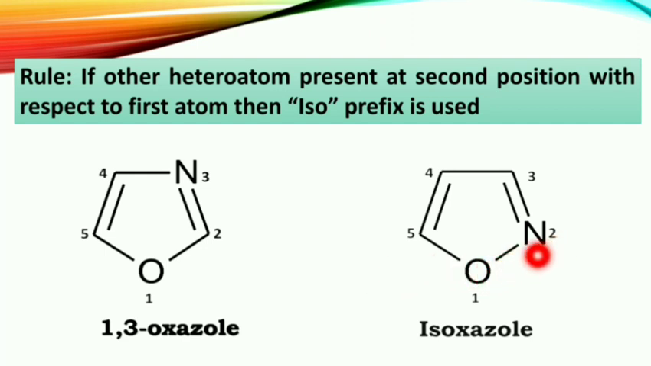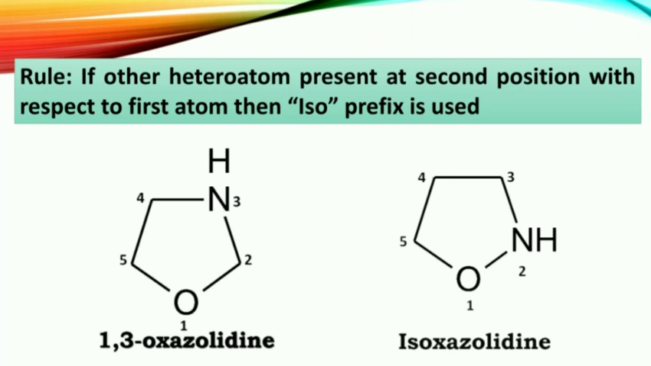You have the nitrogen on the second position, so if you number from the oxygen you can identify the second position. On the second position we have the nitrogen, so if the nitrogen or any heteroatom is present in the structure at the second position, you have to remember to use the prefix iso. So the name for the structure will be isoxazole. Let's see another example so you can learn easily. The same example, same rule over here.